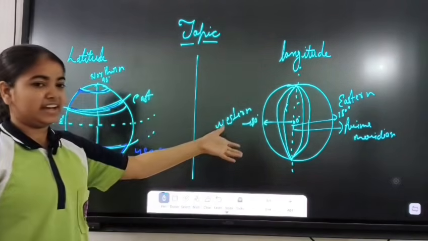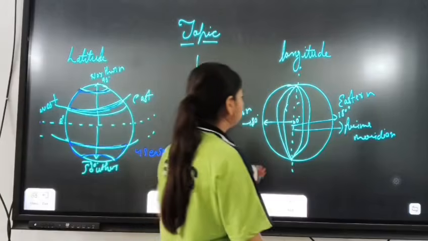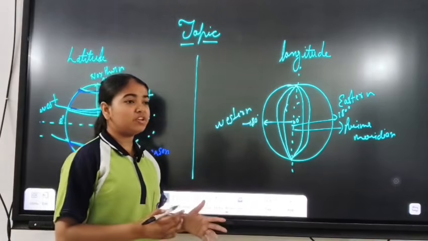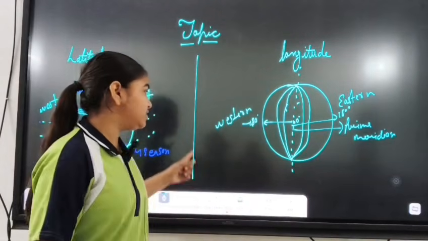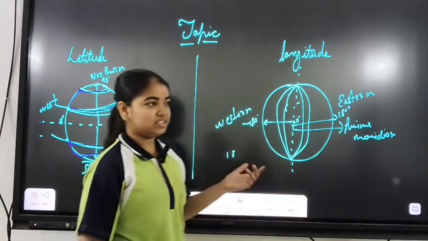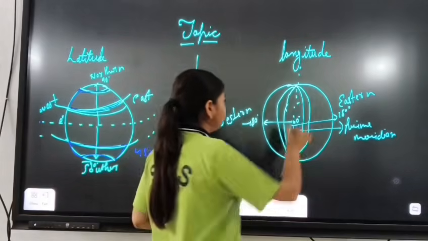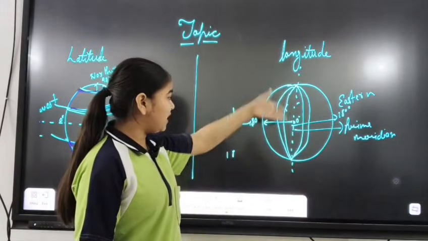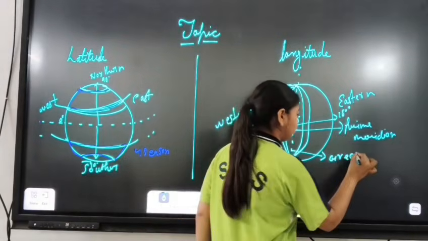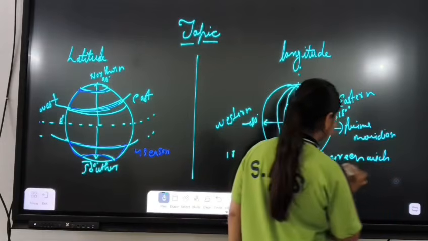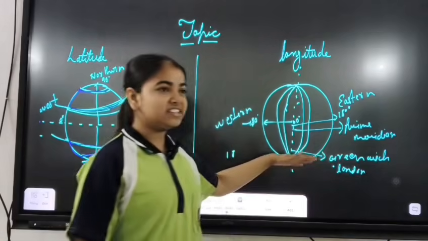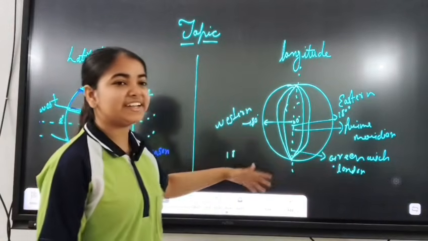Now why do we need this line? We need this line to know the various time zones around the world, because we know that if it's daytime at one pole, then it is night time at the other pole. So for that, the line which is passing from the center, it is passing from the Greenwich, which is near London. It is considered standard because all the time zones are calculated accordingly.